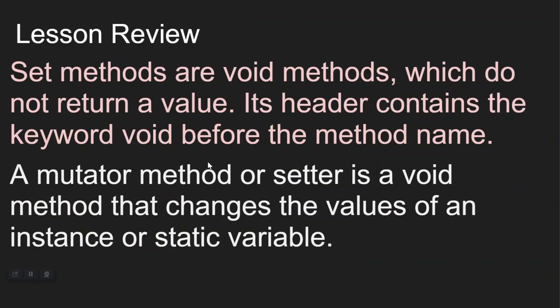All right, guys, well, lesson review here. We've learned that set methods are all void methods, and void methods do not return a value. The header contains the keyword void before the method name, and a mutator method or a setter is a void method that changes the values of an instance variable or a static variable. And with that, we've come to the end of our lesson.